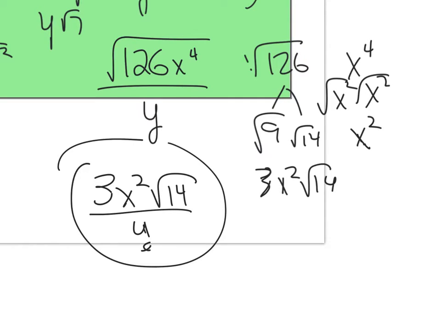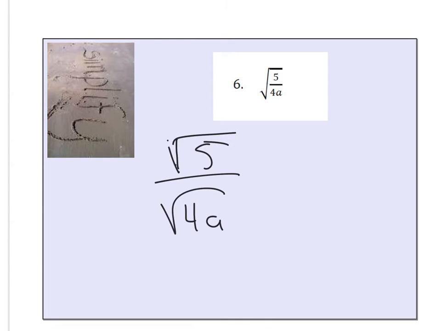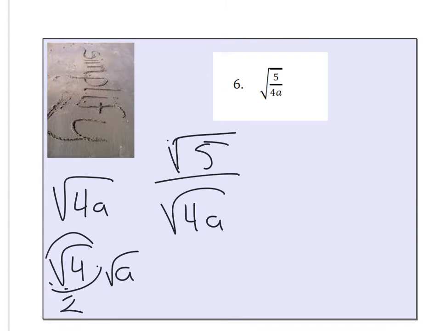So a lot of pieces to this. So I like to break it up and then put it back together once I've done that. So 6, this one actually might be a little bit easier. So if I break it apart, go 5 and 4a, I can break apart my denominator into square root of 4 times square root of a. Square root of 4 is just 2. So this is like saying square root of 5 over 2 square root of a.